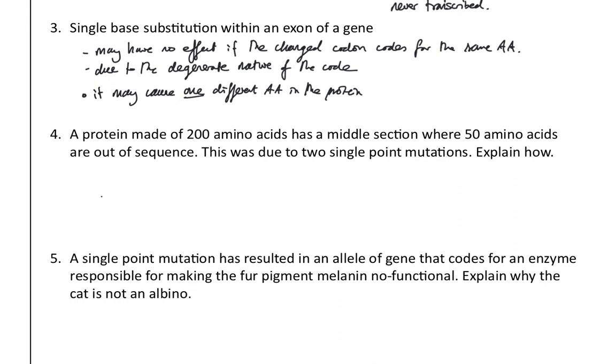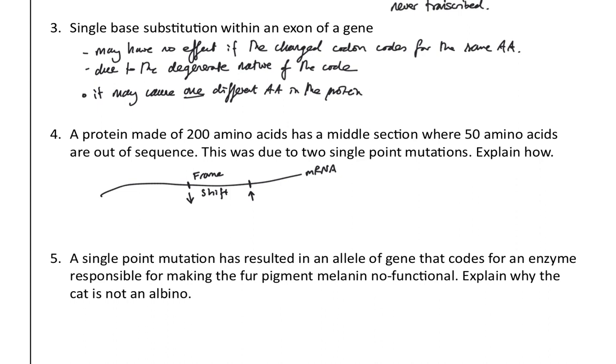So let's draw it out again. So here's my mRNA. And therefore, the middle section, so I've got a section between here and here that's different. Yeah, so how on earth do I get this? Well, if I did a deletion here, followed by an addition, I'd have a frame shift in between. So this is where I get a frame shift.